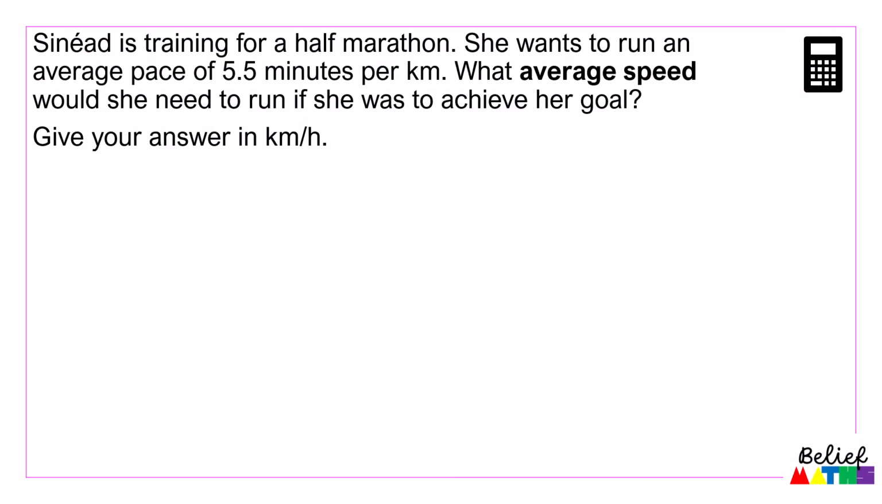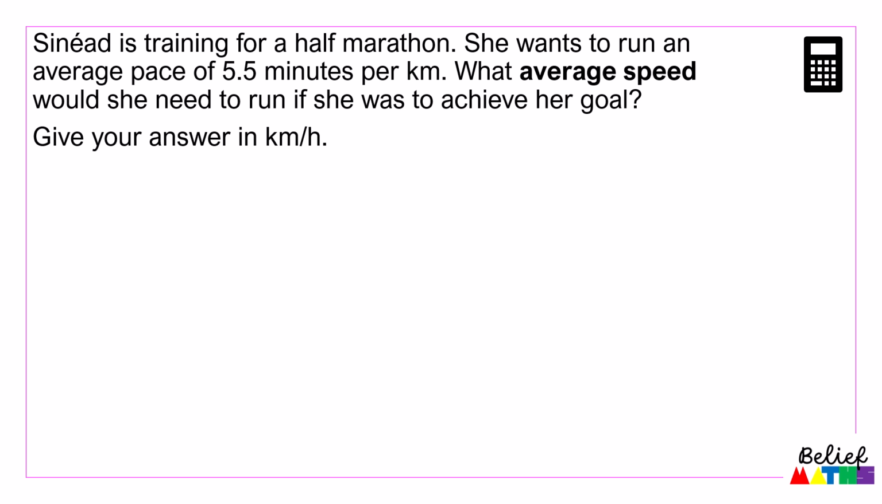Now these next 6 questions are the same 3 compound measures, but we just use a calculator. Now using a calculator often makes this process easier, so we've changed up the context a little bit to give us a different perspective of how these questions might be asked. So in this one it says Sinead is training for a half marathon.